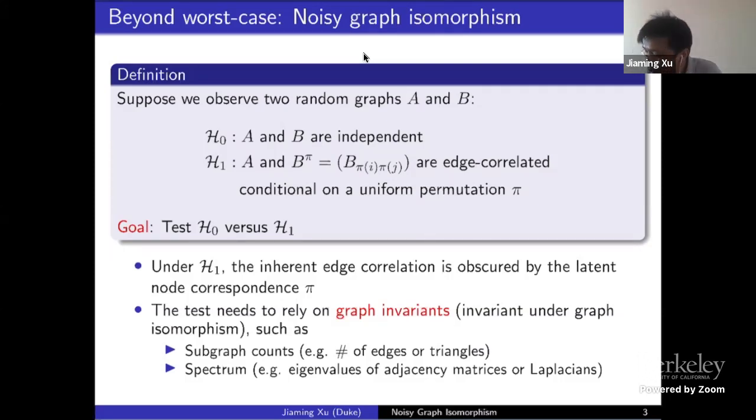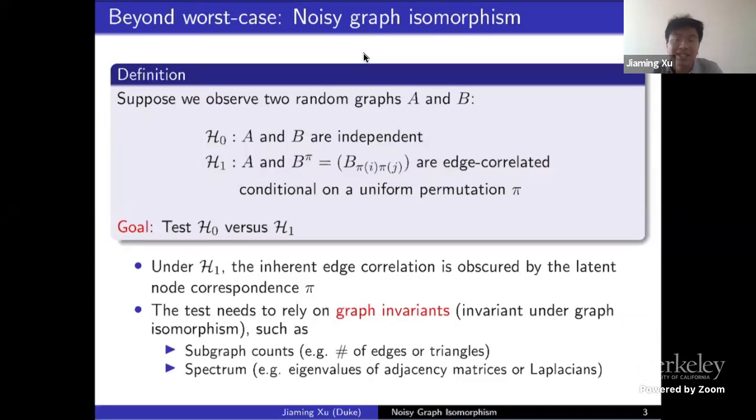Suppose we observe two random graphs A and B. Under the null hypothesis H0, A and B are independently generated. And under H1, suppose there's a latent node correspondence given by a uniform permutation pi. Under this latent node correspondence, A and the permuted version of B, B pi, are edge correlated in the sense that A_ij and B_pi(i)pi(j) are correlated random variables.